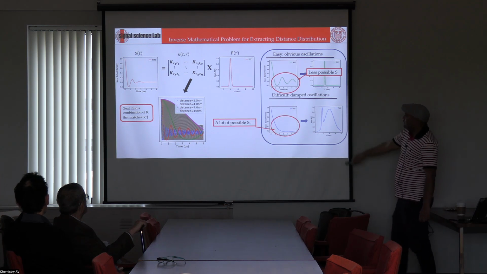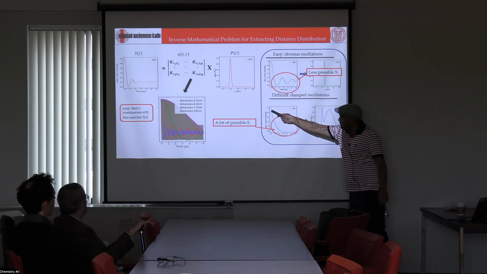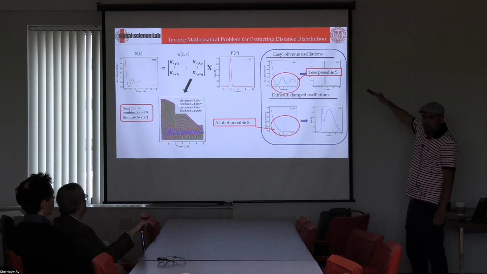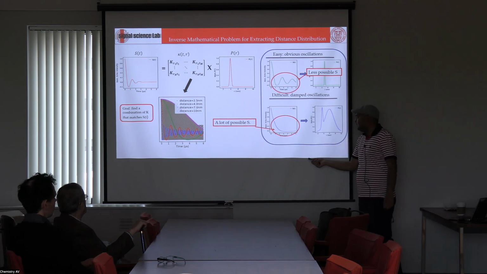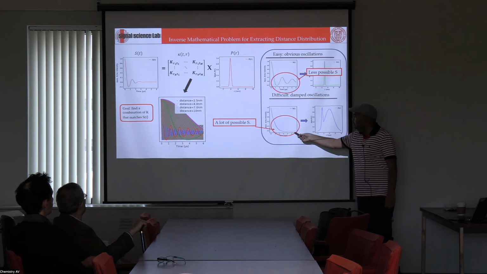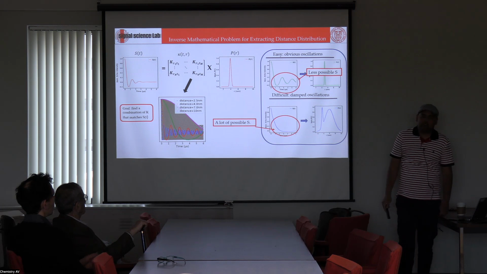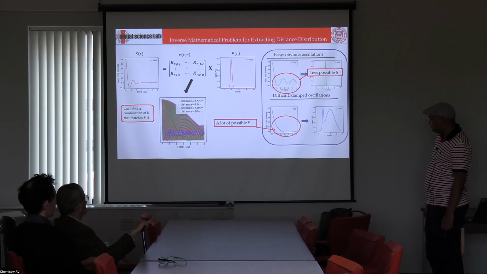If you have many more oscillations, you can get a really nice distance distribution. But if the oscillation is longer, if you have to collect for a longer duration, it's an experimentally difficult task, because the longer you go, the more time it takes, and there are not enough oscillations to get a reliable distance distribution. So how do we solve this problem mathematically? That is what we have been developing.